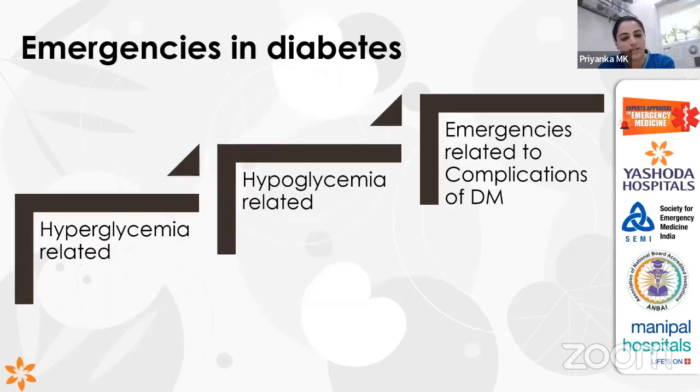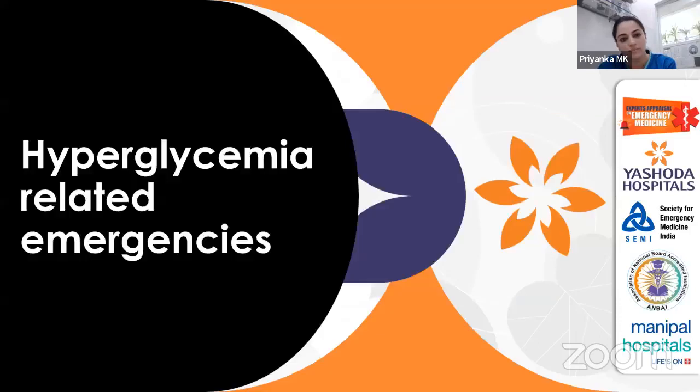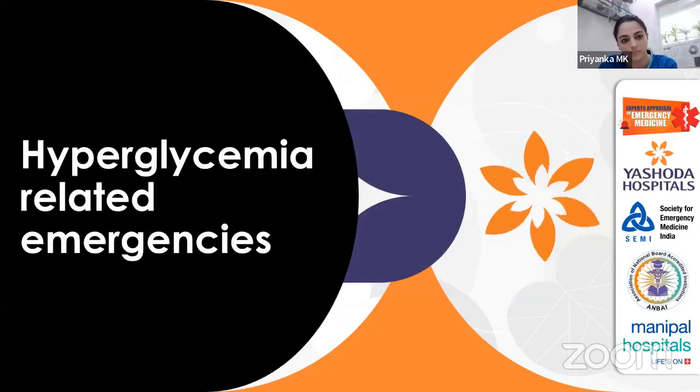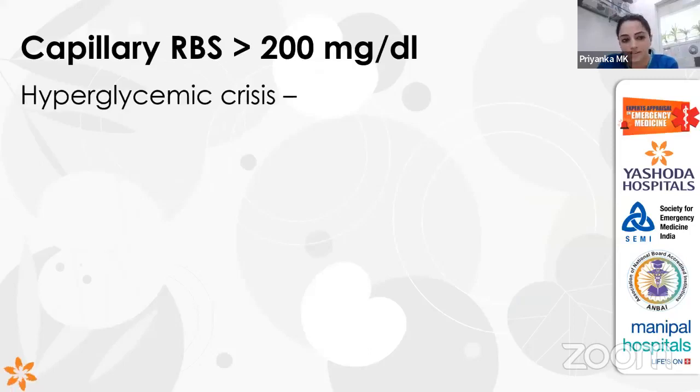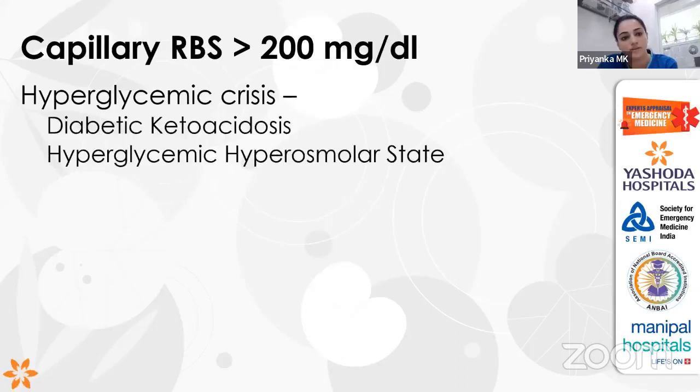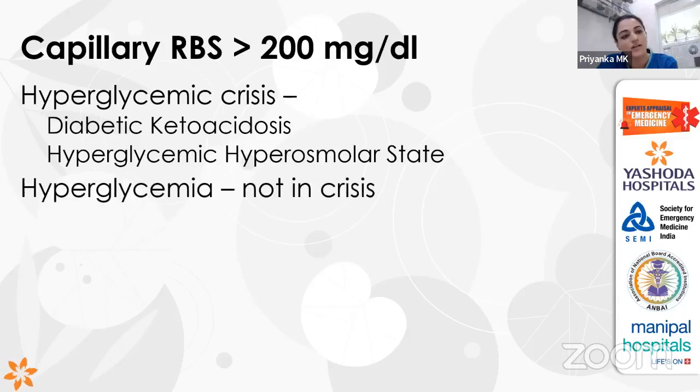We can broadly classify emergencies in diabetes into those related to hyperglycemia or hypoglycemia. You can also have emergencies related to the complications of diabetes. Let's start with hyperglycemia, which is the most common thing we encounter in the ER. To diagnose hyperglycemia, you should have a capillary random blood sugar of more than 200 mg per dL. And when you have this reading, you can have a hyperglycemic crisis, which encompasses your diabetic ketoacidosis or hyperglycemic hyperosmolar state, or you can just have a hyperglycemic patient who's not really in crisis.